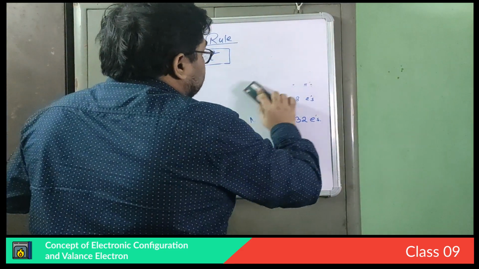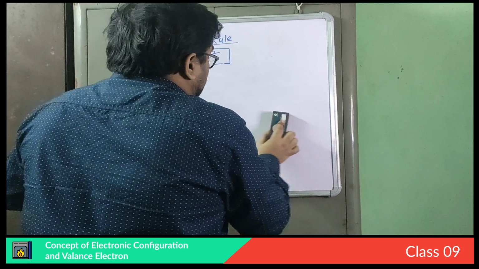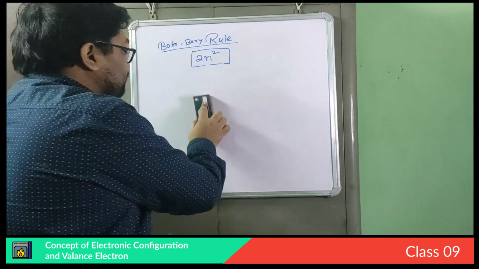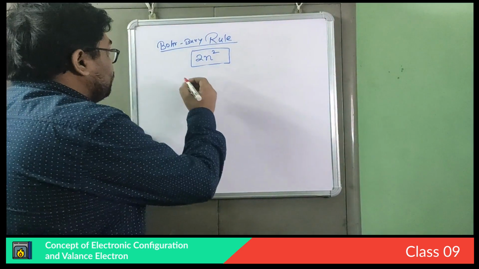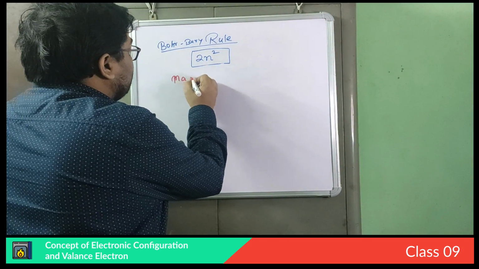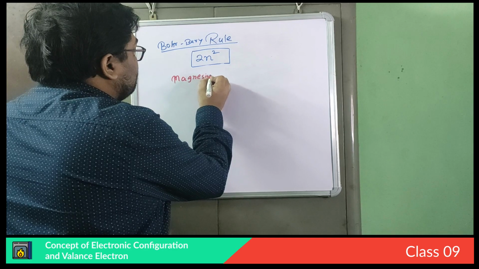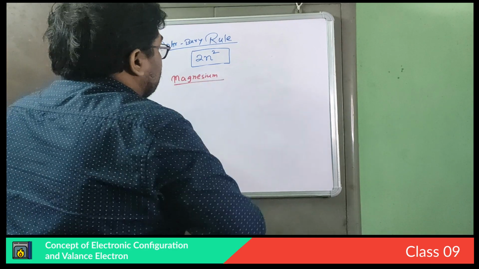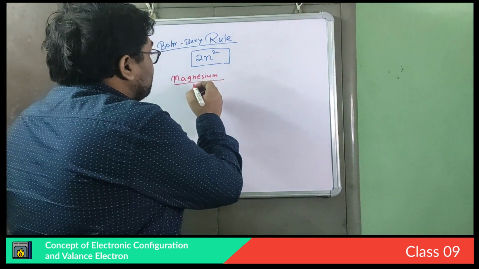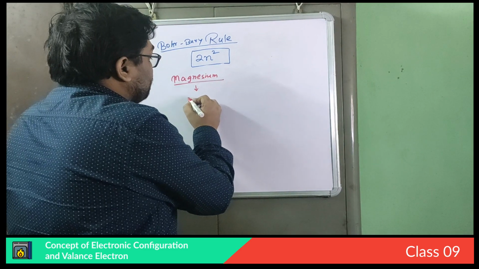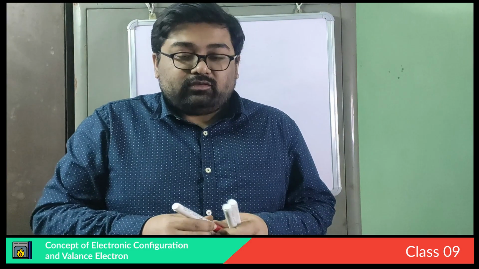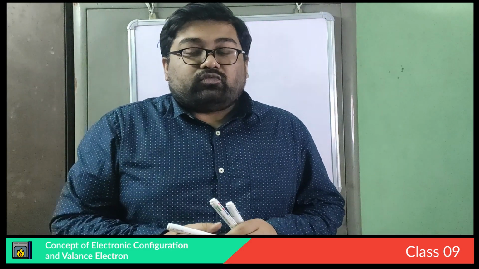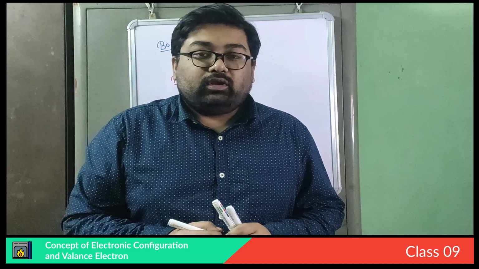Now if I tell you to write the electronic configuration of, suppose, magnesium, you have to write the electronic configuration of magnesium. Okay. So for magnesium, we know the atomic number of magnesium is how much? 12. So now we have to arrange 12 electrons. We know atomic number is equal to the number of electrons.